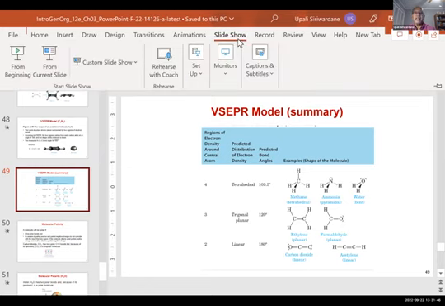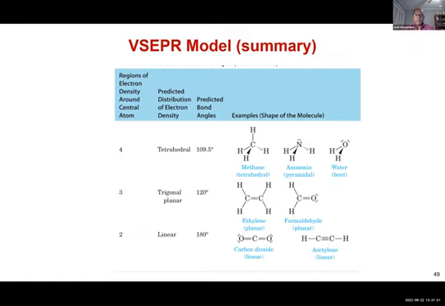Valence shell electron pair repulsion theory. All right. Can you see my slide? VSEPR model. Yes, sir. Okay, we talked about starting with Lewis structures, how you get the molecular shape.